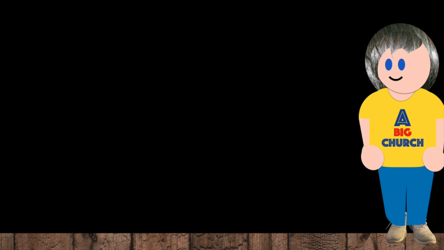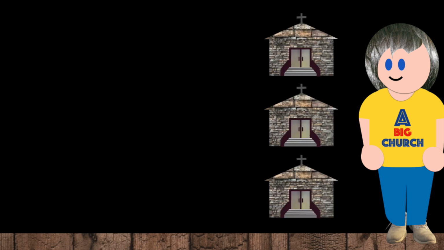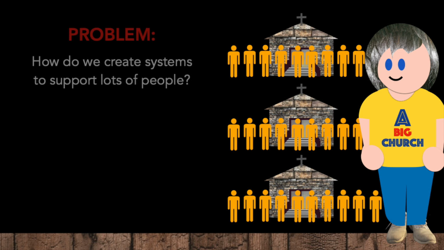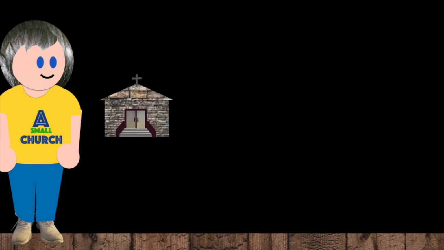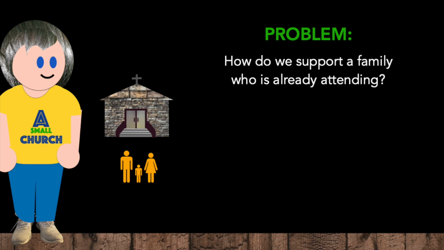A very large church may have multiple campuses and each one may frequently get new visitors. Their problem may look like this: how do we create systems to support lots of people? Well, a small church may get less visitors but have a family who wants to attend consistently and has a child who needs extra support. Their problem may look more like this: how do we support a family who is already attending?